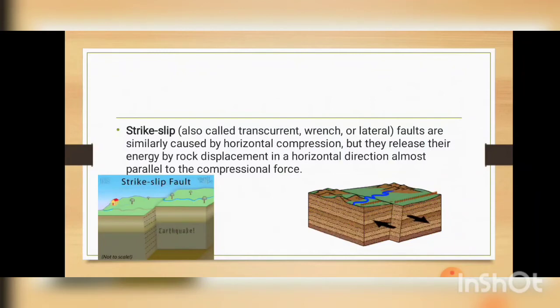Fourth, strike slip faults, also called transcurrent, wrench or lateral faults, are similarly caused by horizontal compression, but they release their energy by rock displacement in a horizontal direction almost parallel to the compressional force. These are fractures where the blocks have mostly moved horizontally. If the block opposite an observer looking at the fault moves to the right, the slip style is termed right lateral. If the block moves to the left, the motion is termed left lateral.